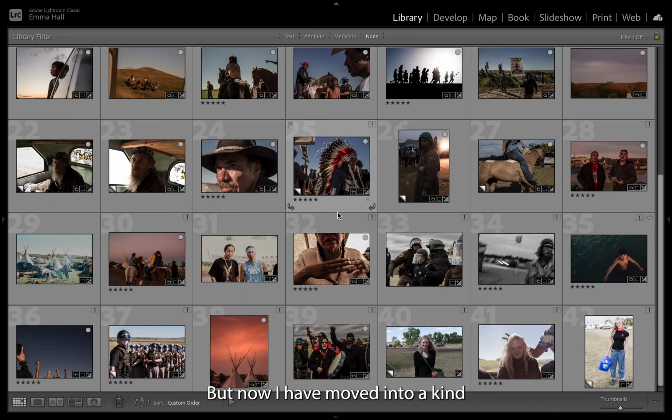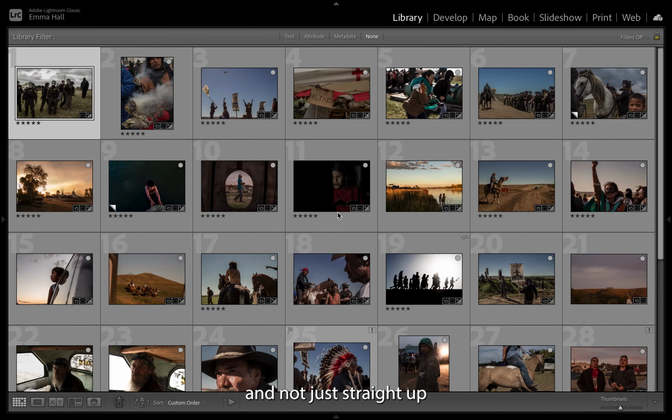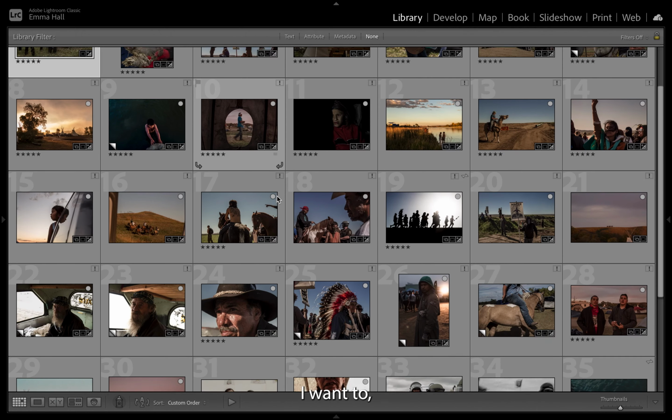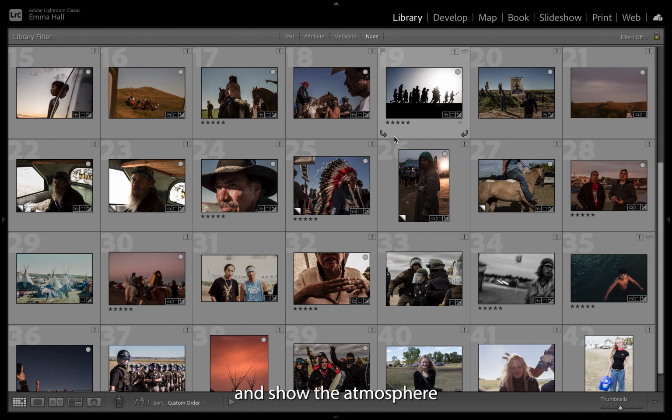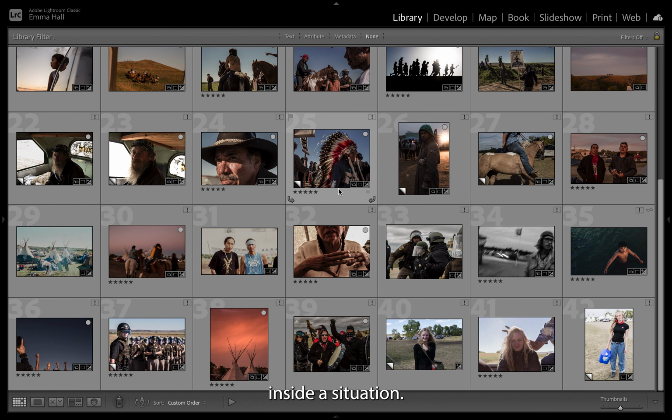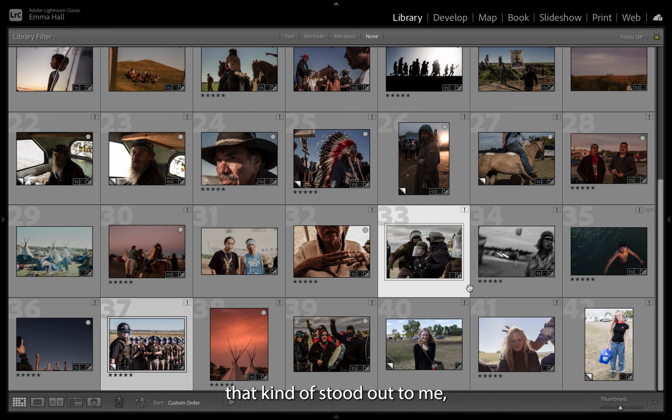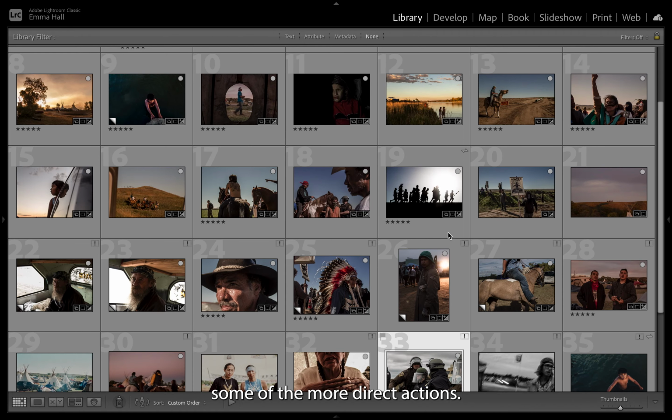But now I've moved into a more documentary style and not just straight up pictures of what's happening in front of you. I want to really take in those quiet moments and show the atmosphere and the feelings associated with what's going on inside a situation. So for this, there were a few police photos that stood out to me at some of the more direct actions.